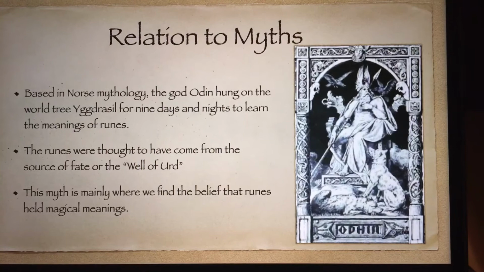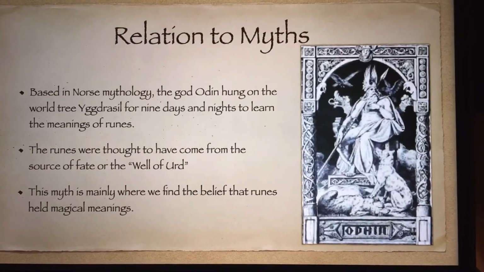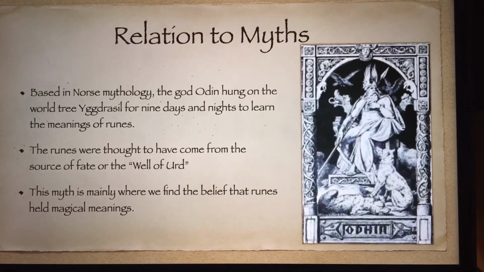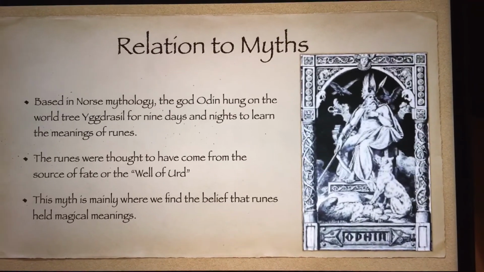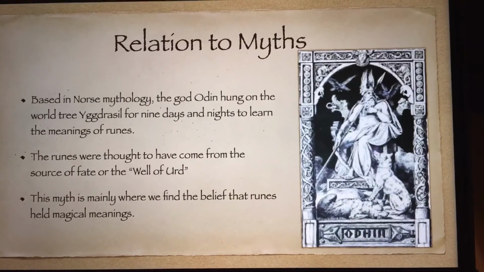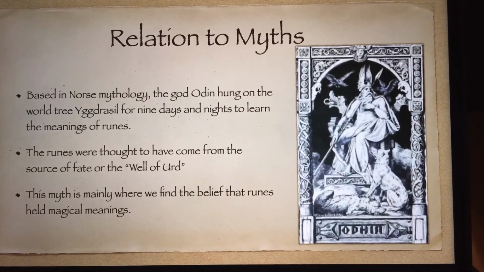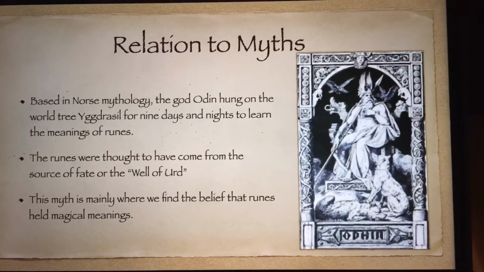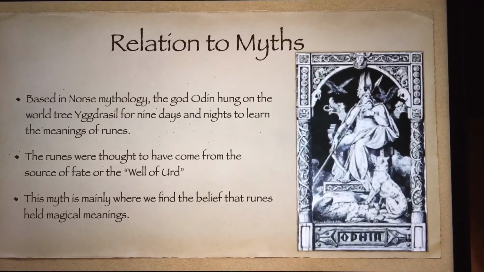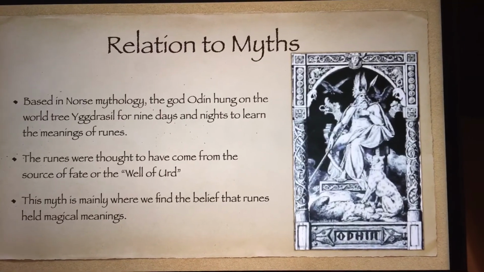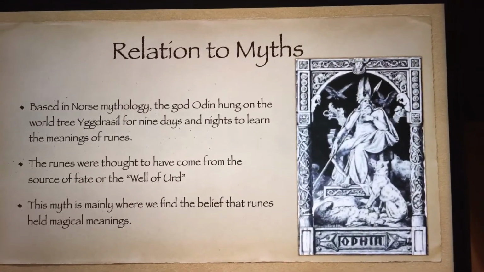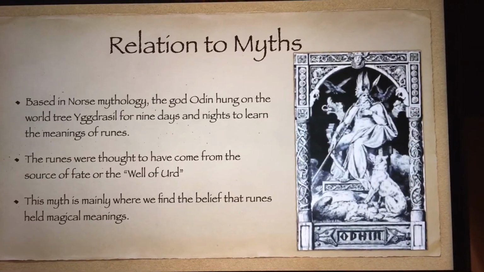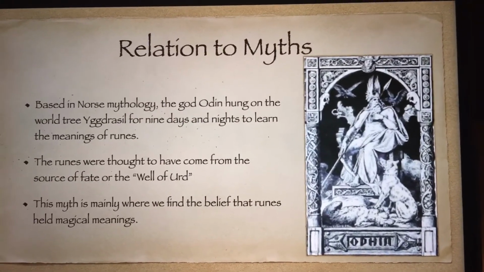Based in Norse mythology, the god Odin hung on the world tree Yggdrasil for 9 days and nights to learn the meaning of runes. The runes were thought to have come from the source of fate, or the will of Urd. These runes were then carried up the trunk and branches of Yggdrasil to the 9 worlds. This myth is mainly where we find the belief that runes held magical meanings. And this is a picture of how the god Odin was perceived.